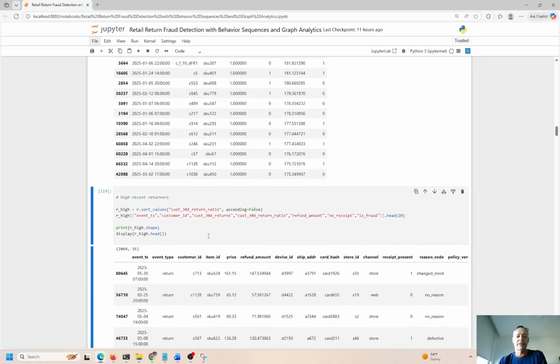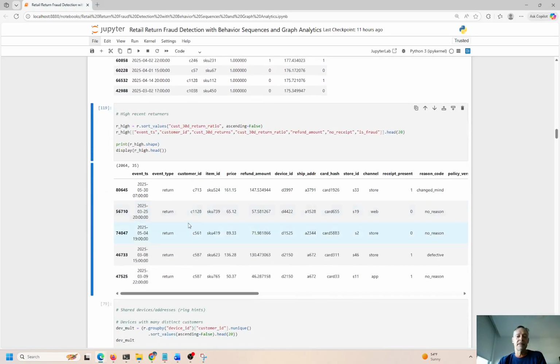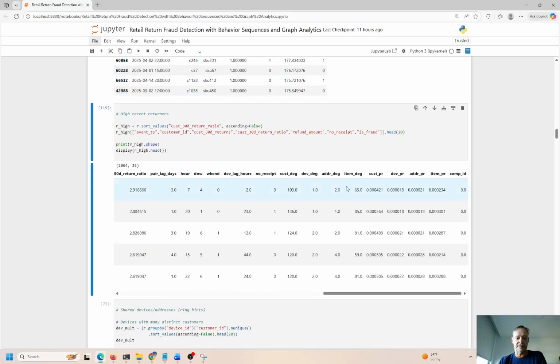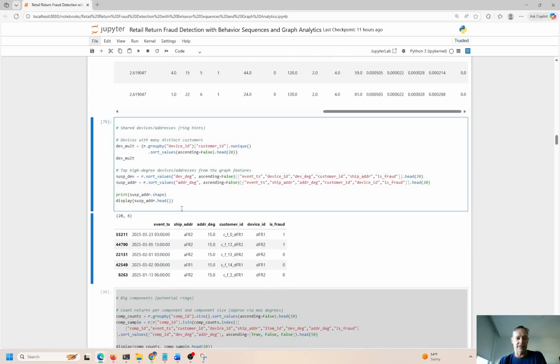Control Enter to run this. Again, we get the data frame with all of the relevant features over here. This can help us detect what activities are fraud versus non-fraud.